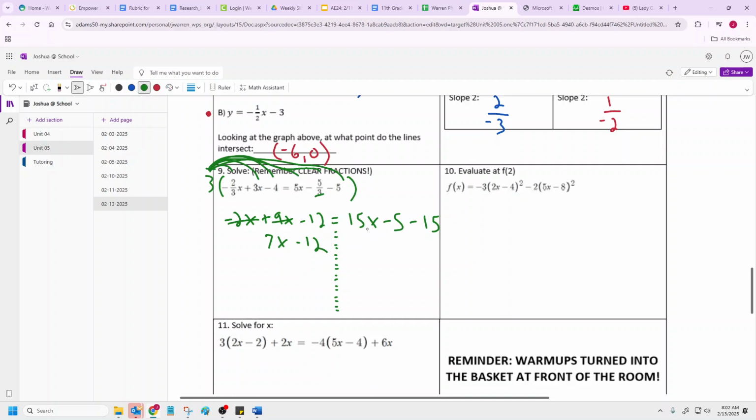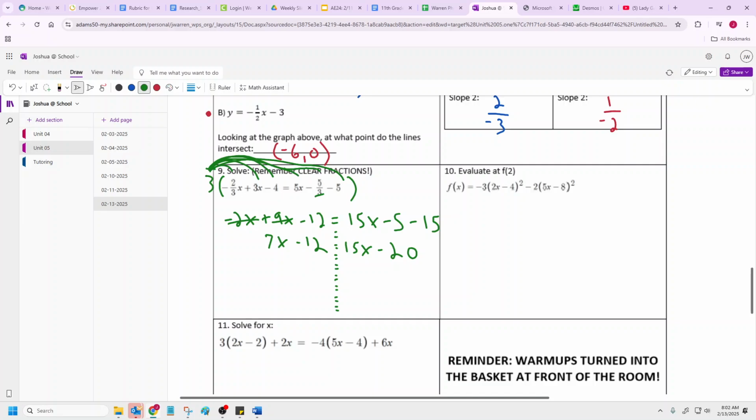The right-hand side is 15x minus 5 minus 15. The constants, that's the numbers by themselves, they are family. So I'm going to bring down 15x, and then this is minus 5 minus 15. That gives me minus 20. My twos, y'all, they are just sad.